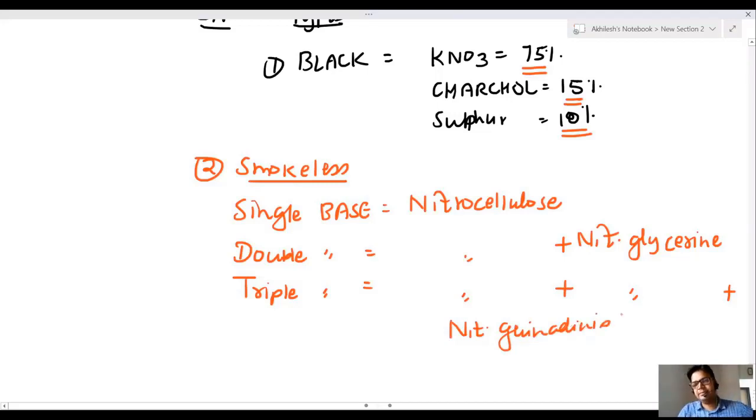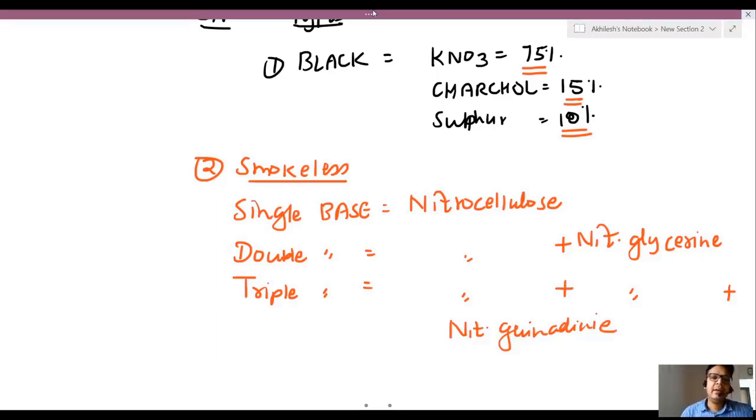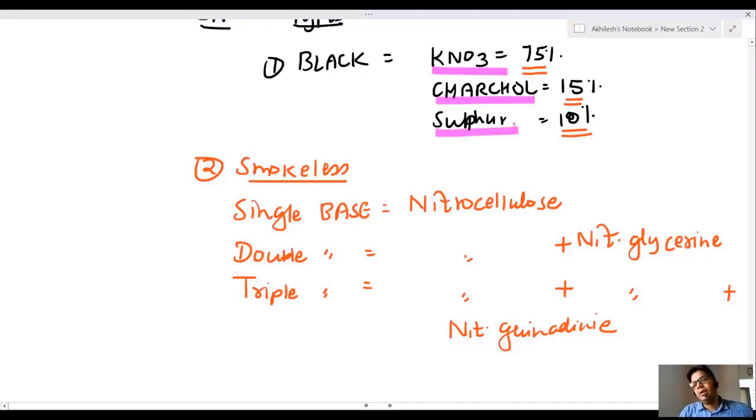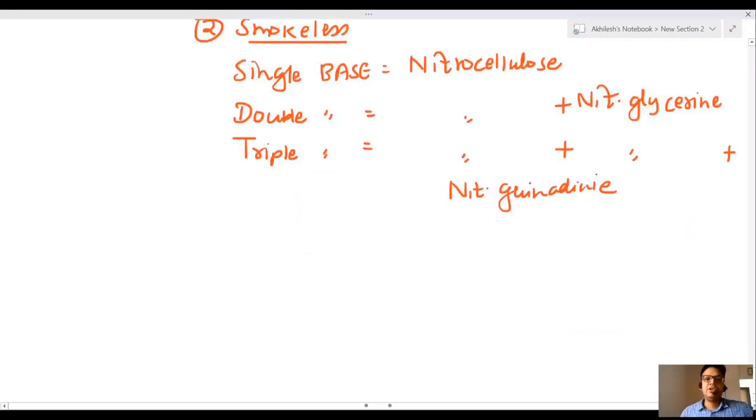nitroguanidine. Again, I'm revising, my dear friend: black gunpowder contains potassium nitrate, charcoal, sulfur. Smokeless gunpowder: single base contains nitrocellulose, double base contains nitrocellulose plus nitroglycerin, triple base contains nitrocellulose, nitroglycerin and nitroguanidine. These are the examples of the two types of gunpowder.